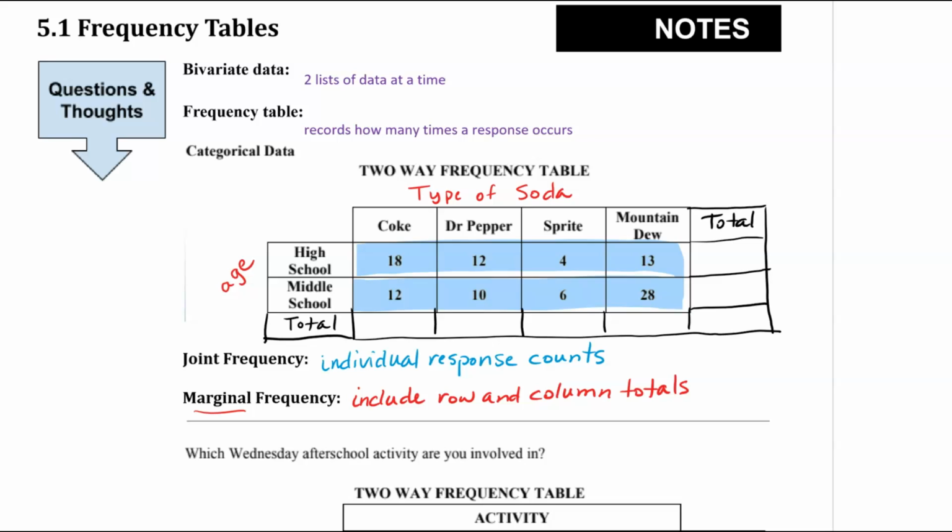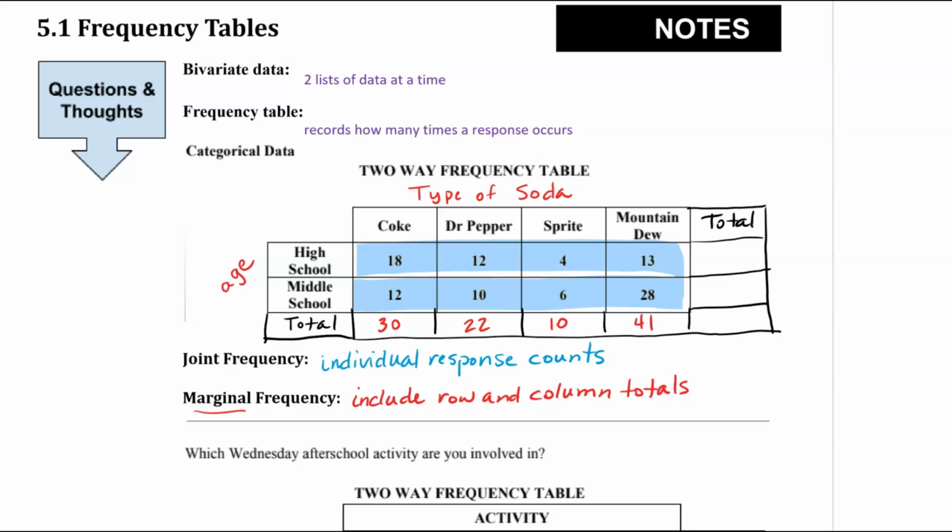So if I add the first column, 18 plus 12 is 30. That means that we had 30 people respond that Coke was their favorite type of soda. 12 plus 10 is 22. 4 plus 6 is 10. 13 plus 28 is 41. So 41 people responded that Mountain Dew was their favorite soda.